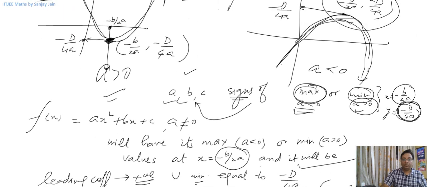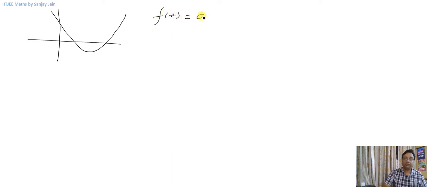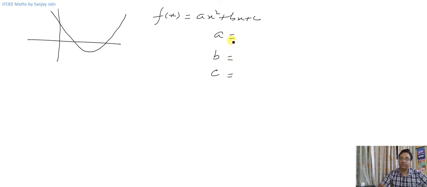Alright, so after this, let me show you some graphs. For example, let it be one of the graphs of f equal to ax square plus bx plus c. Now, what can you say about the signs of a, b and c? What is a? Is a positive or negative? It is opening upwards. This graph is opening upwards.